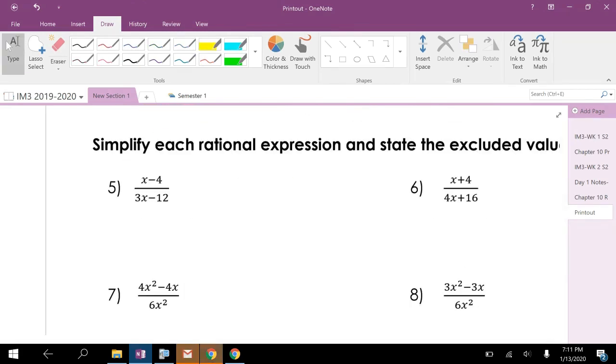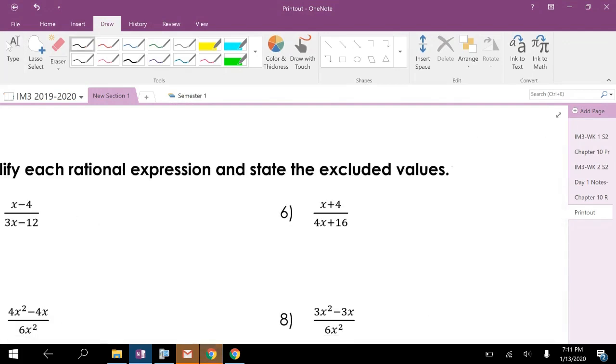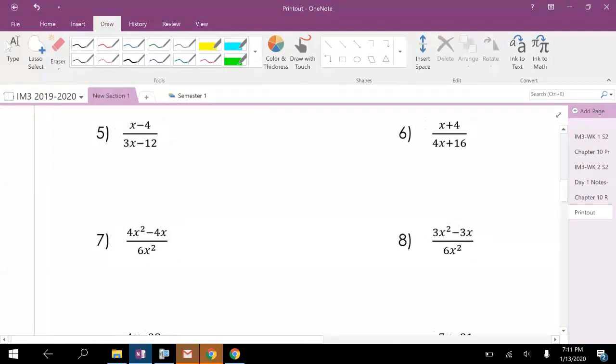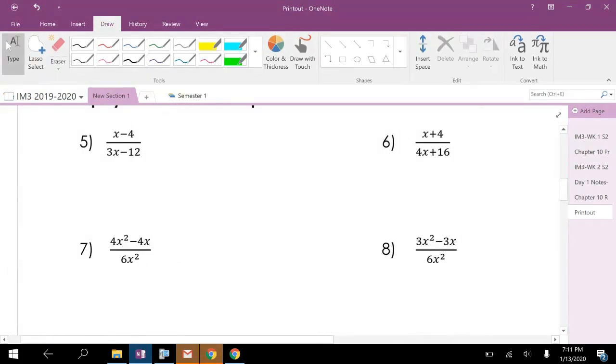Okay, so for this one, simplify each rational expression and state the excluded values. Remember, the excluded values are things like x cannot be what? What makes the bottom equal to 0? So for this one, first step is always to factor. Okay, so when you factor, it looks like this. So we can't factor the top. So I'm just going to rewrite the top, x minus 4.